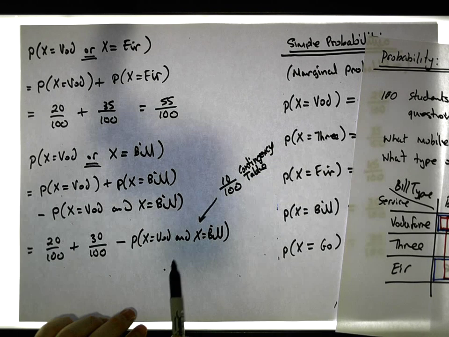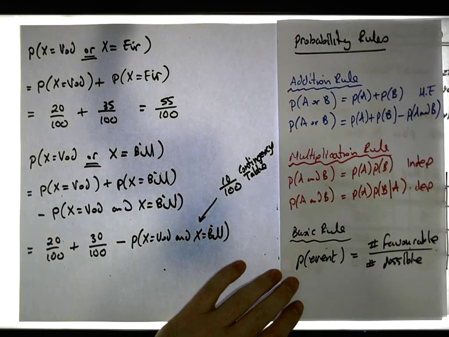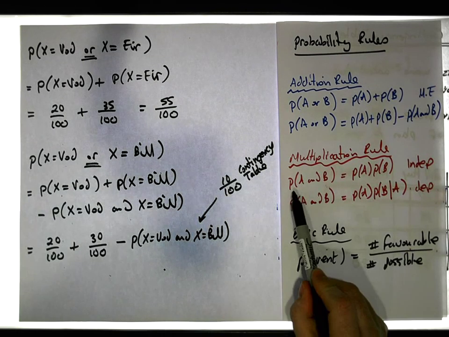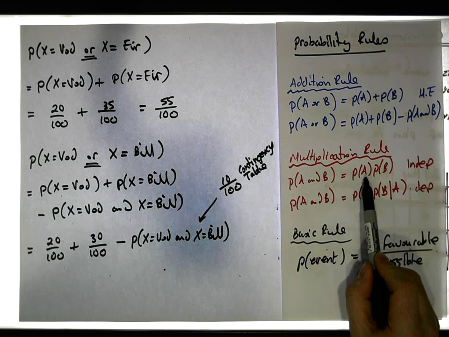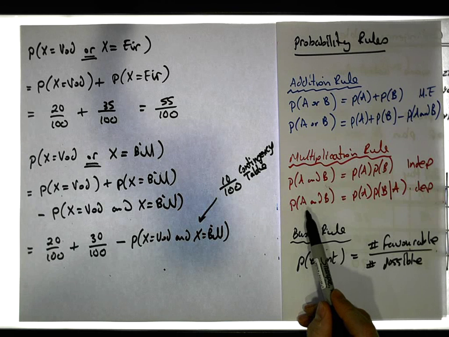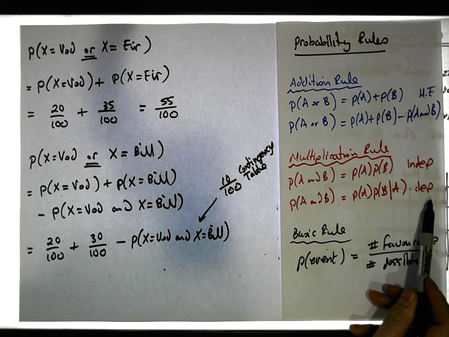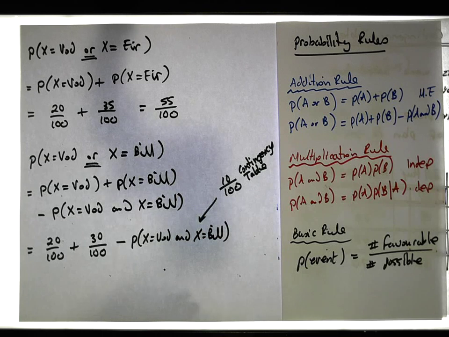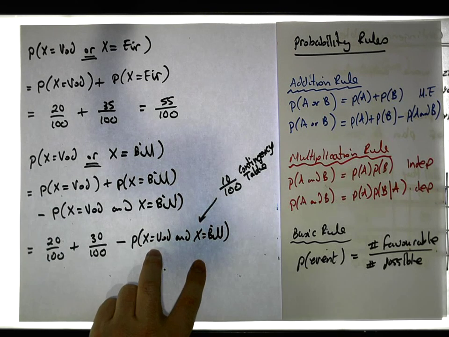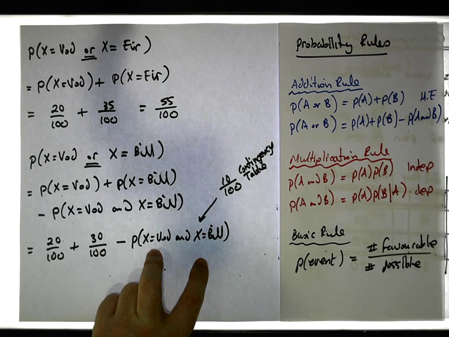We can calculate this joint event by looking at the multiplication rule. The multiplication rule says the probability of A and B is equal to the probability of A times the probability of B, or the probability of A and B is equal to the probability of A times the probability of B given A when they're dependent. We don't know whether they're dependent or independent. We could test it.